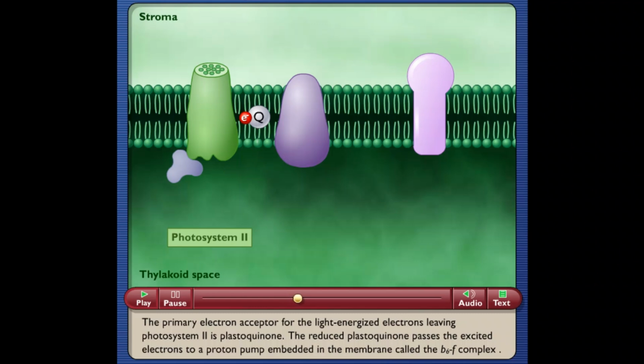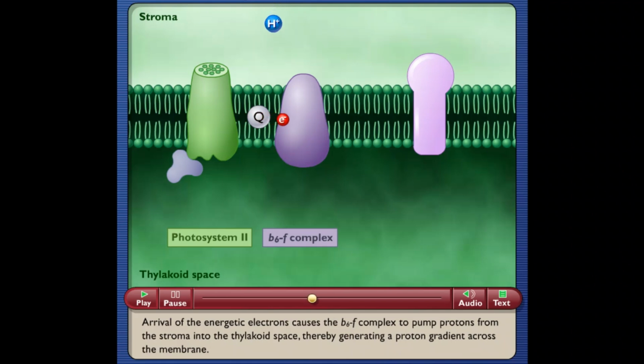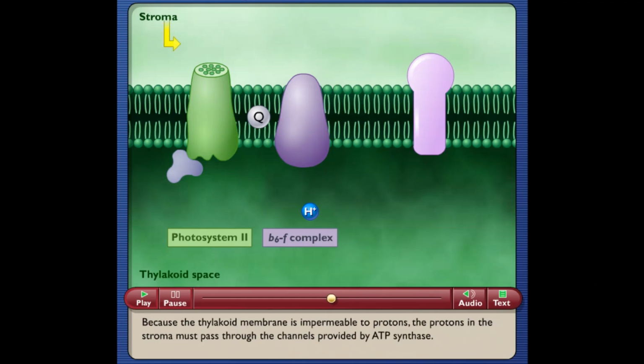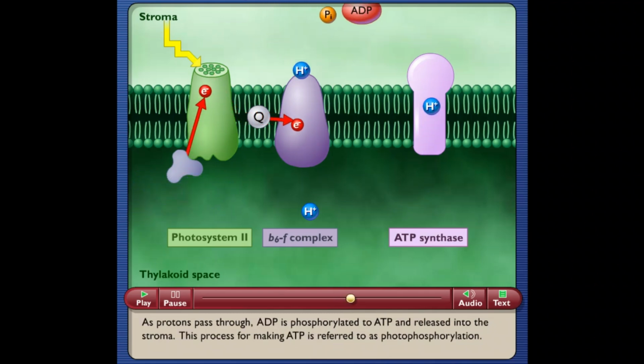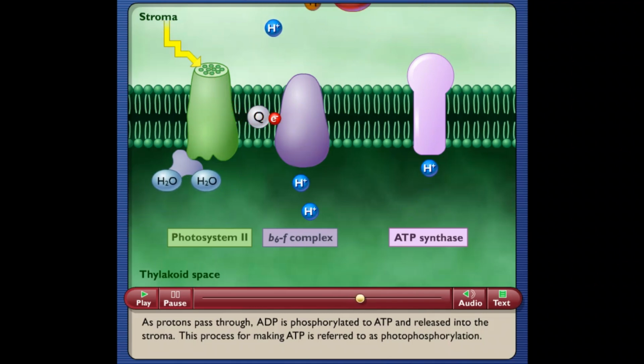The reduced plastoquinone passes the excited electrons to a proton pump embedded in the membrane called the B6F complex. Arrival of the energetic electrons causes the B6F complex to pump protons from the stroma into the thylakoid space, thereby generating a proton gradient across the membrane. Because the thylakoid membrane is impermeable to protons, the protons must pass through the channels provided by ATP synthase. As protons pass through, ADP is phosphorylated to ATP and released into the stroma. This process for making ATP is referred to as photophosphorylation.